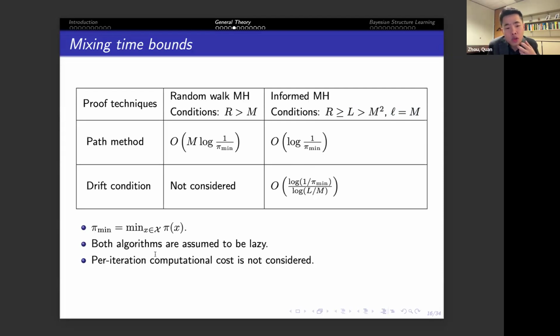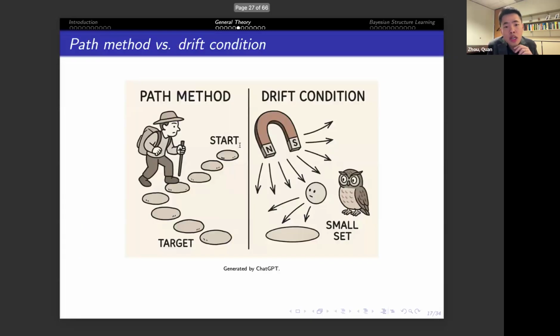Okay. And again, I just want to say that we are not considering the per iteration computational cost. So for informed MH, its actual complexity is going to be much larger than this mixing time estimate here. So this is a summary of our theoretical results. And next, I'm going to discuss these three entries.